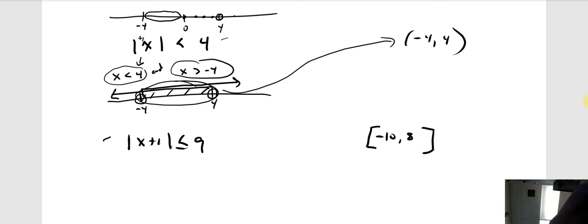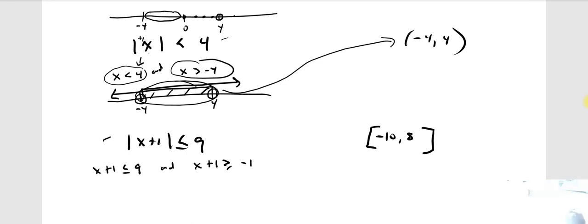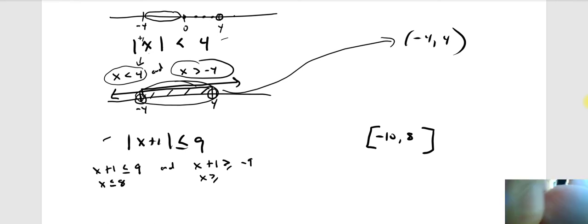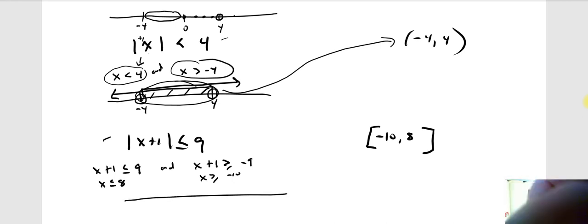When we work this one, one possibility is x plus 1 less than or equal to 9. And I'm going to put in here that x plus 1 has to be greater than or equal to -9. Both of these have to be true. This one has a solution x less than or equal to 8. This one has a solution x greater than or equal to, let's see, -9, subtract 1, -10. I always like to plop these on a number line.